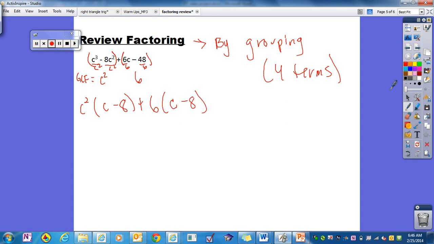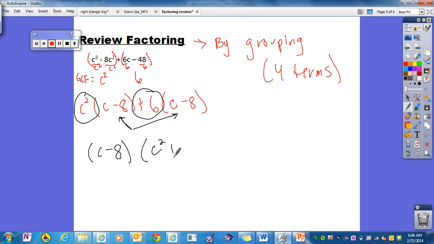Then when you get to this part right here, you're going to notice that this and this are exactly the same. So this is now going to factor into c minus 8, and then the other binomial is going to be the 2 things that were left over, which is c squared plus 6.